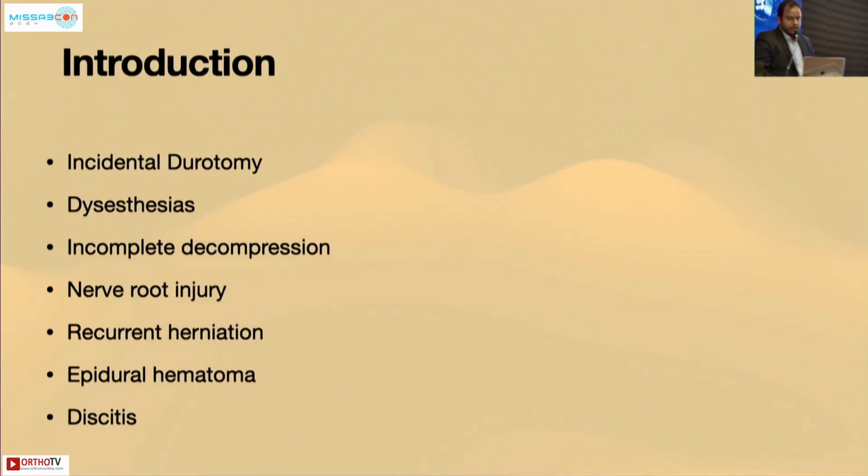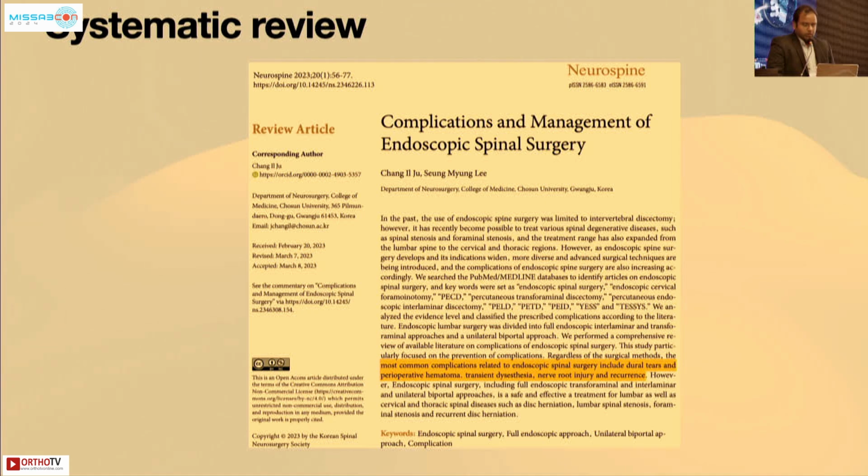We'll be having this topic under these headings: incidental durotomies, dysesthesias, incomplete decompression, nerve root injury, recurrent disc herniations, epidural hematomas, and discitis. Of late, in 2023, a systematic meta-analysis was done in Korea. They retrospectively screened around 7,000 endoscopic patients across more than 25 studies. They found dural tear and dysesthesias were the two commonest complications in interlaminar endoscopic spine surgery.